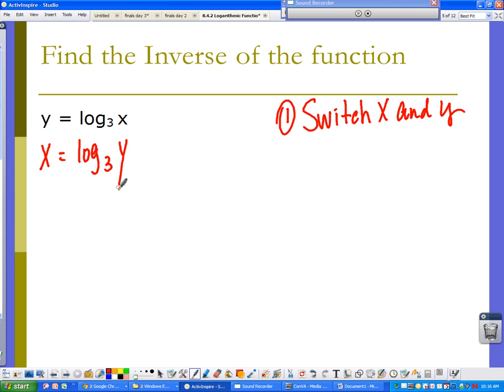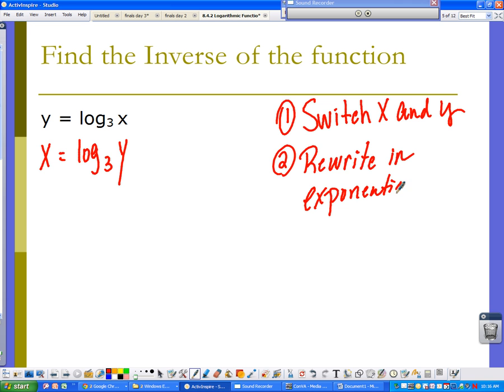Okay. The next thing is you're going to rewrite the logarithm in exponential form. Okay? And your hint here, remember, is circle bin. Okay? Actually, let's write it like this. Circle bin, B-E-N.